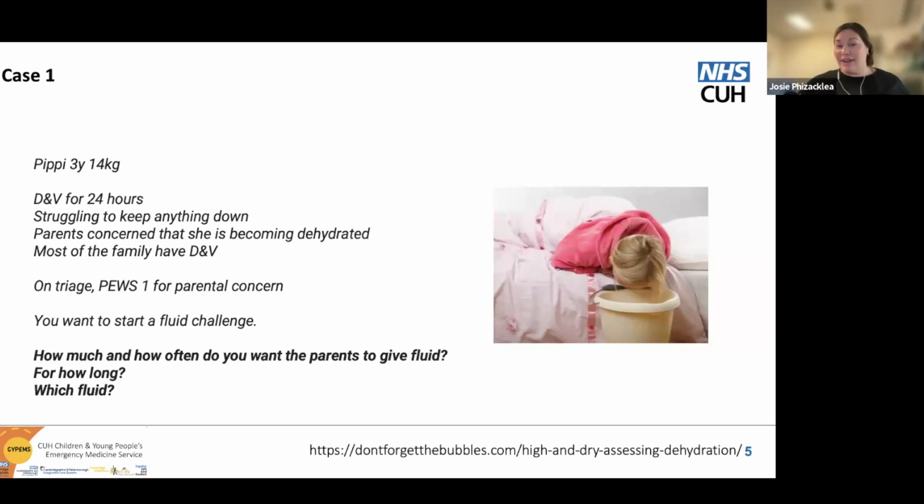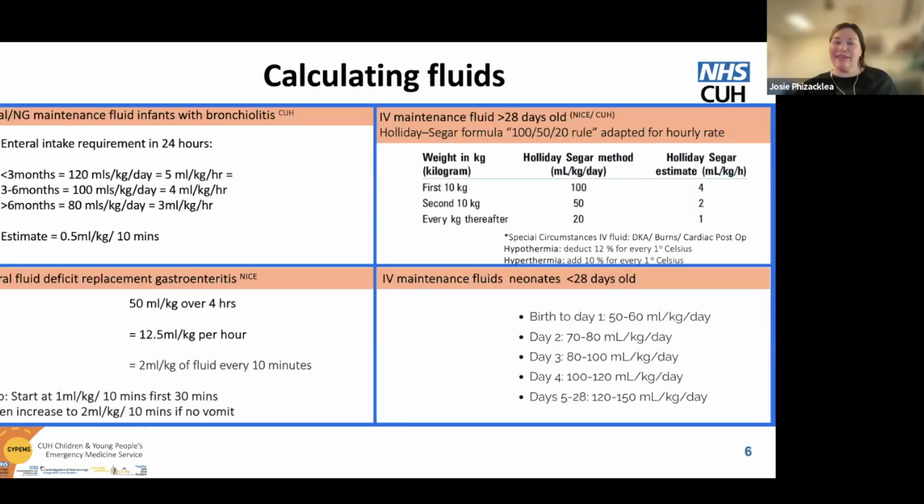I wonder if anyone can enter into the chat how much and how often you want to give the fluid challenge, for how long, and which fluid? Feel free to keep entering your answers, but you might want to take a picture of this slide or just refer back to it throughout the session.